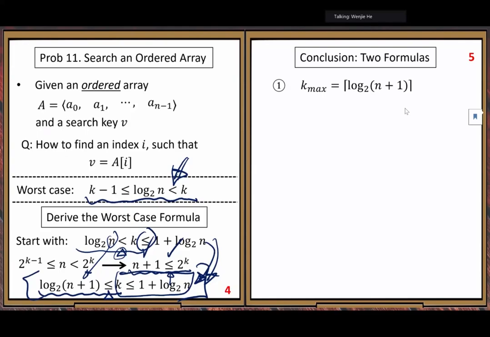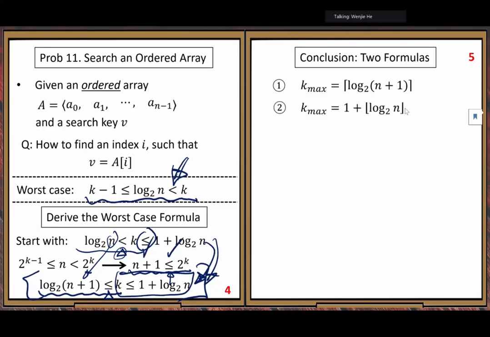We know this k number must be an integer, so we take the ceiling function, moving up. If it's a non-integer number, we move up, and it should still be below k. So we do not do any harm in this ceiling function step. That's why our first formula is the ceiling function of log base 2 of n plus 1. If we choose our k max to be that formula, that's a good choice. The first formula.